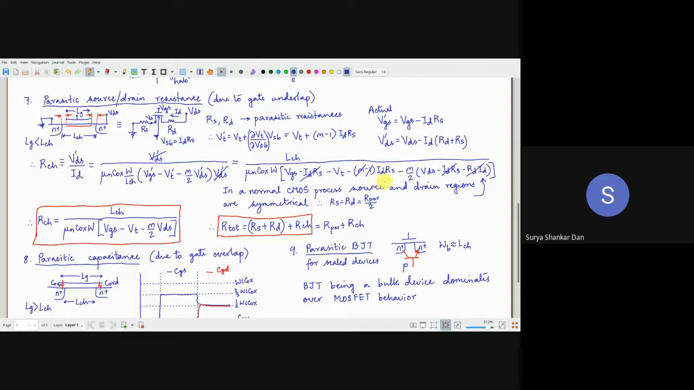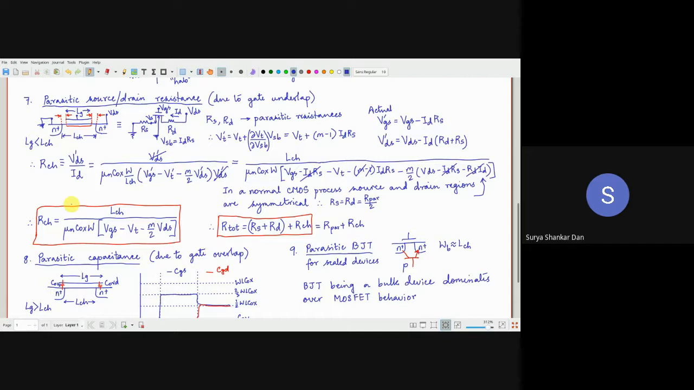So it's an amazing thing that RCH turns out to be LCH by mu and Cox W, VGS minus VT minus M by 2 VDS. Wow. So what do we realize? What is the conclusion of this modeling? Same as the previous one. That means as long as you are keeping the underlaps same, equal on both source and the drain regions, your channel resistance remains the same.